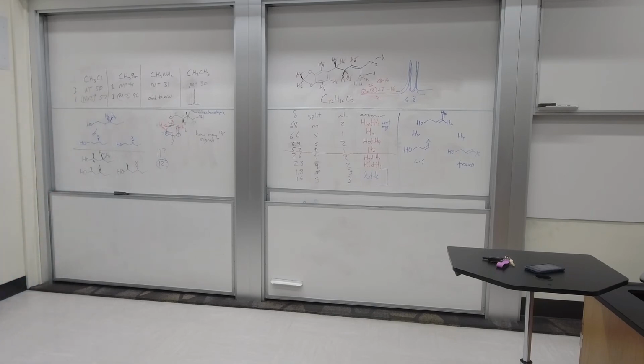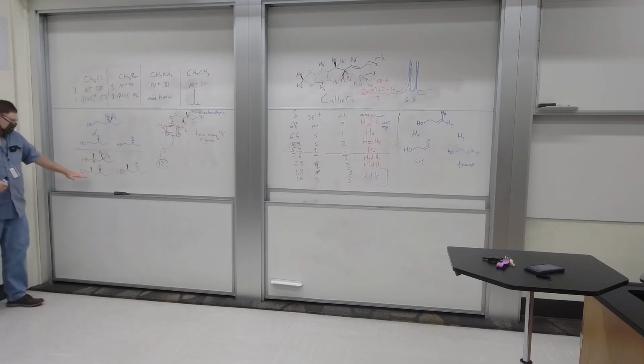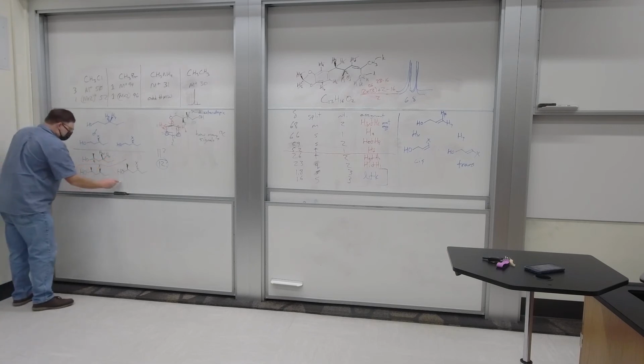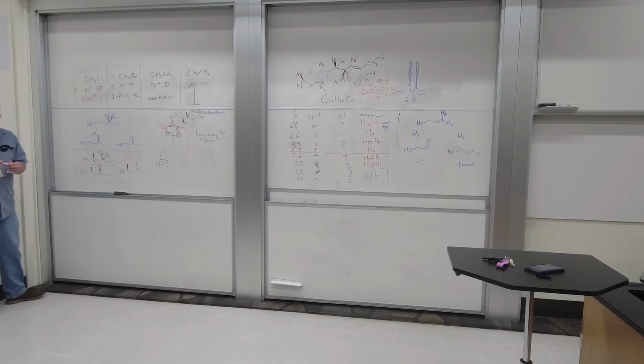So the fact that there's a chiral center there tells us that the CH2s, the two protons in that CH2, are going to be diastereotopic. Okay? So, if you look at these two molecules, one chiral center stays the same, one chiral center changes.